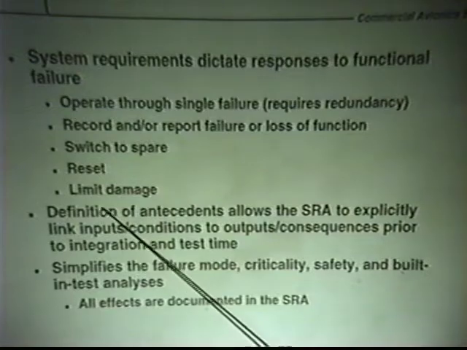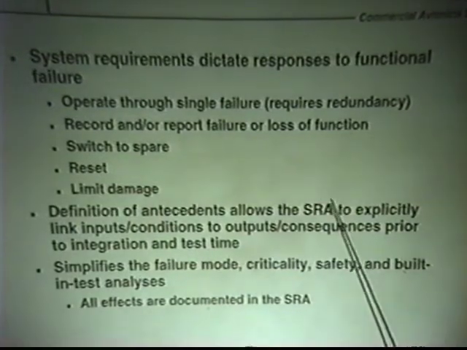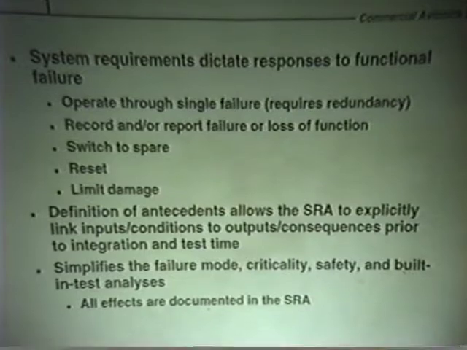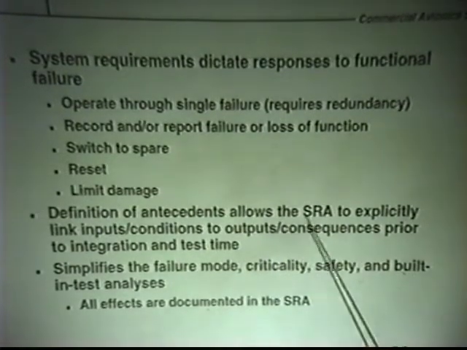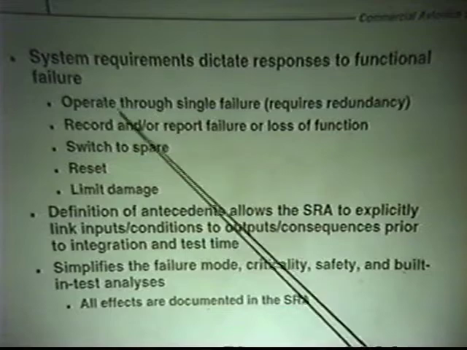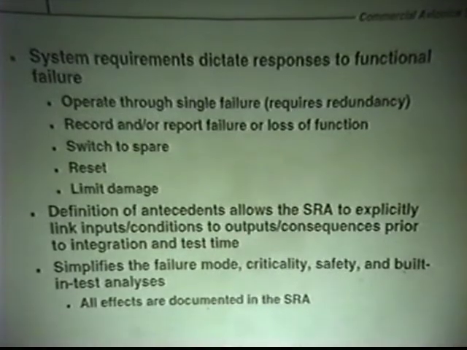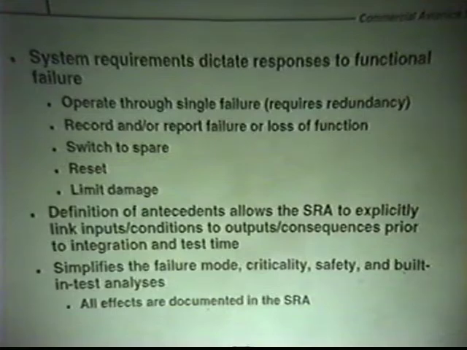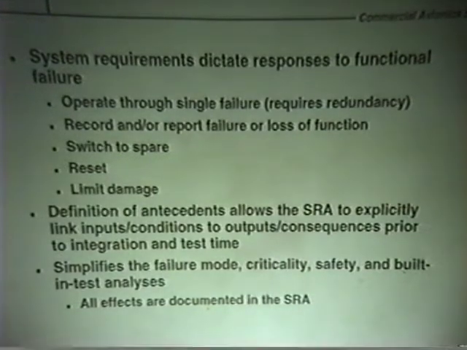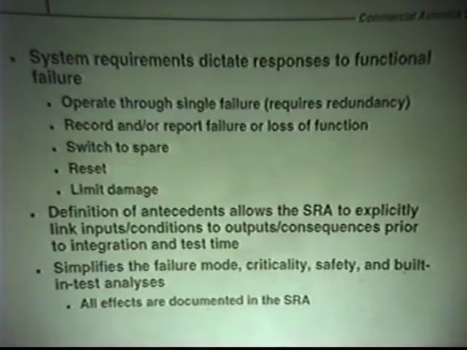The key here is that once you've defined the antecedents, then in the SRA you can explicitly link those input conditions to their consequences. Which of these am I going to choose? Well, it depends on the system requirements and the specific condition you're experiencing. But now I've already made up my table of possible input conditions, the input anomalies, and I should be able to map to prescribed system behaviors. Having done that during the system requirements analysis makes life a lot easier for everybody who has to use the results for the system analysis.